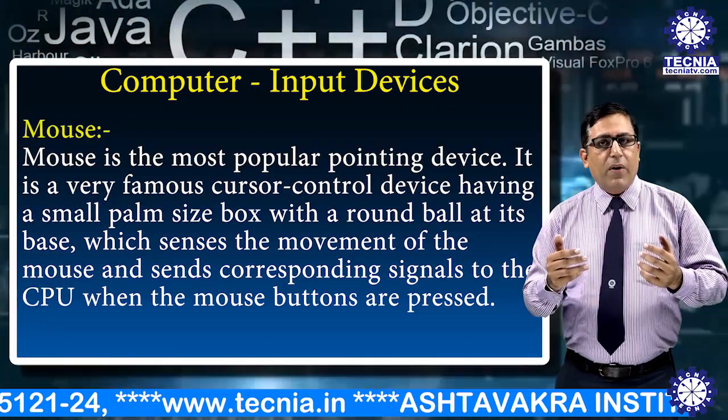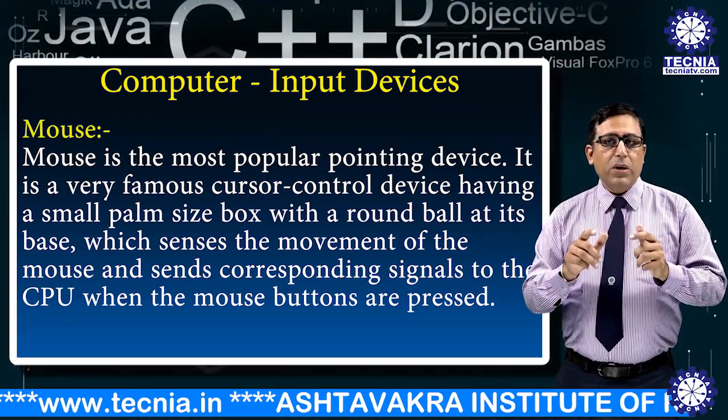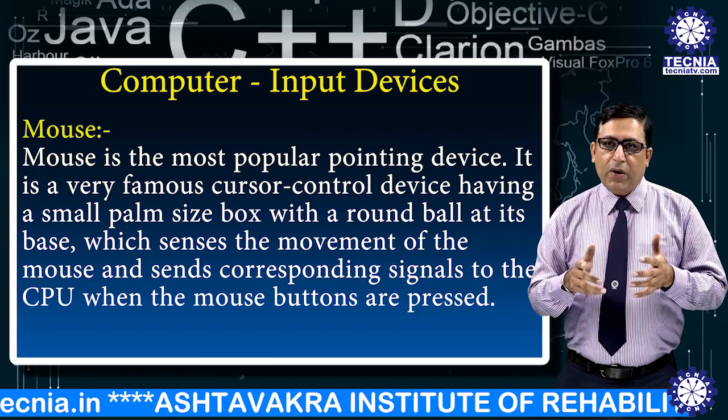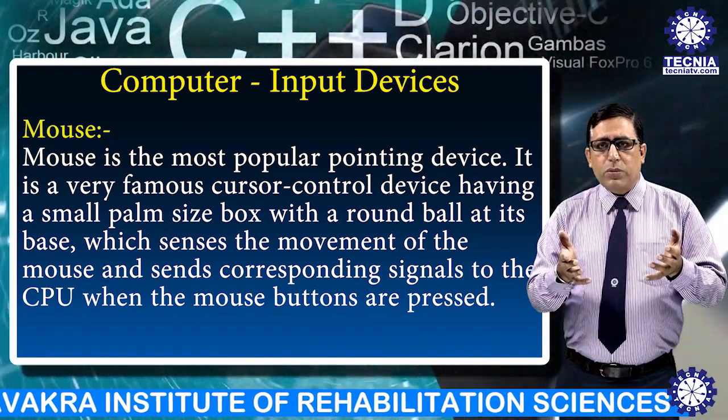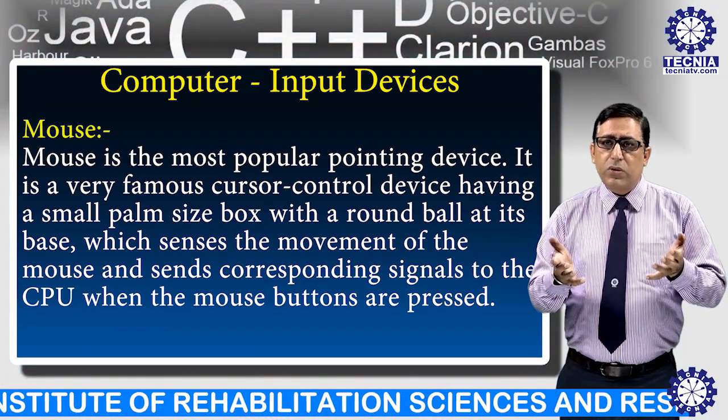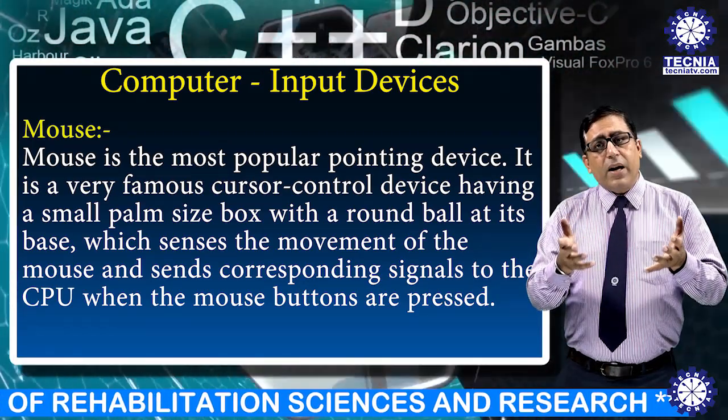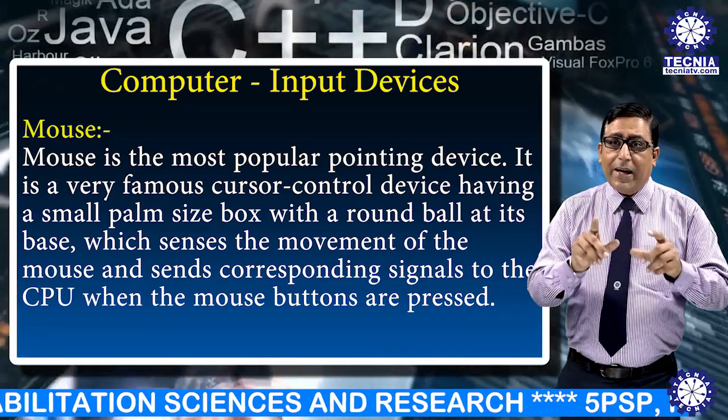The next input device is mouse. Mouse is the most popular pointing device. As you all are aware, you might have seen the mouse at your home, in your office, and you have used the mouse. Now we are discussing the second input device, that is mouse.